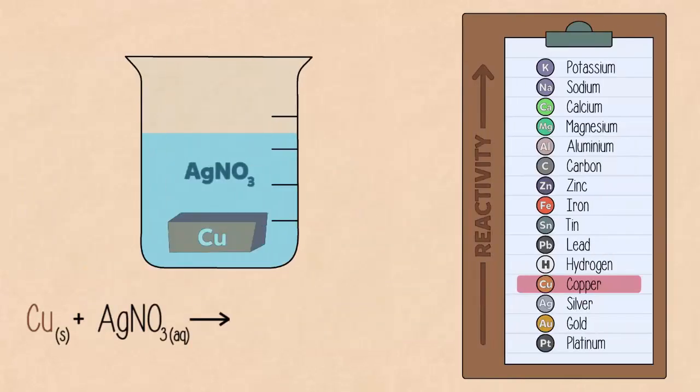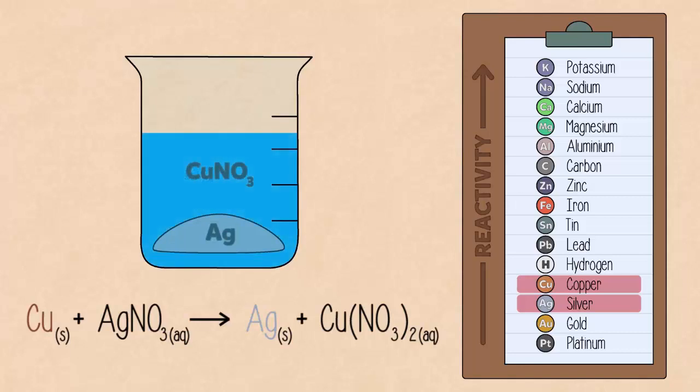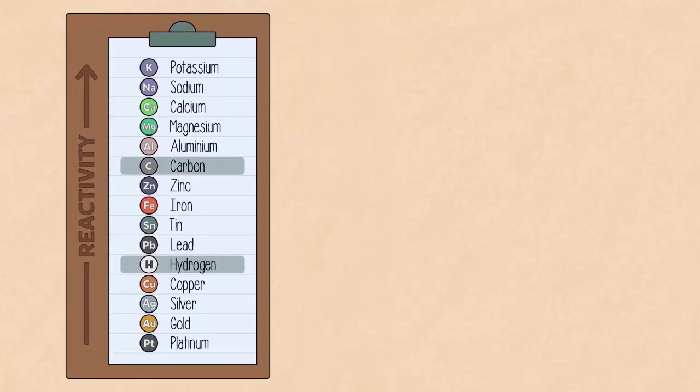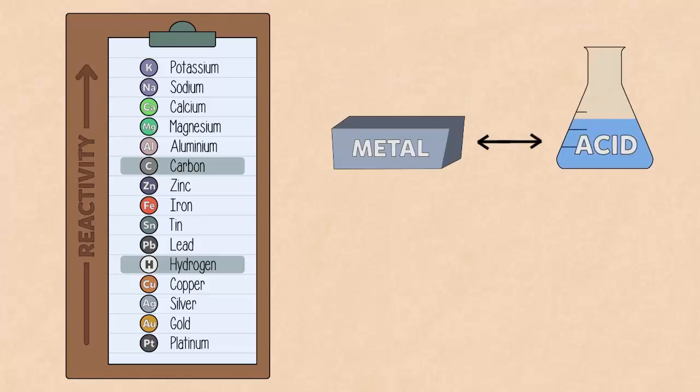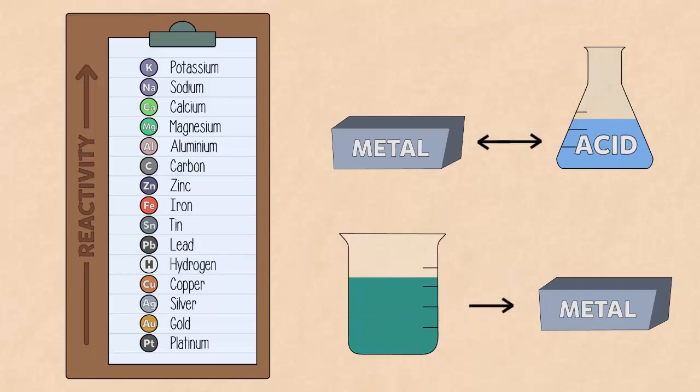As copper is more reactive than silver, it can displace silver in silver nitrate, producing silver metal and aqueous copper(II) nitrate. If you look closely at the series, you will see that hydrogen and carbon are added for comparison purposes. This is important to help predict whether or not a metal will react with an acid or if it can be extracted from another compound.